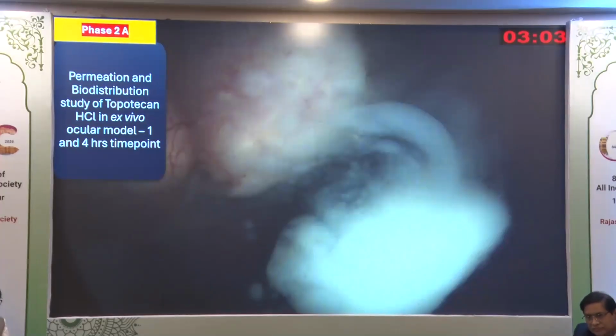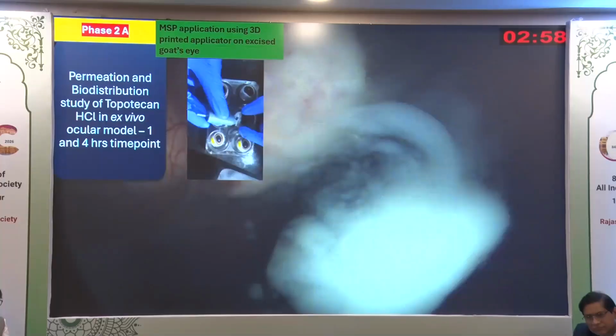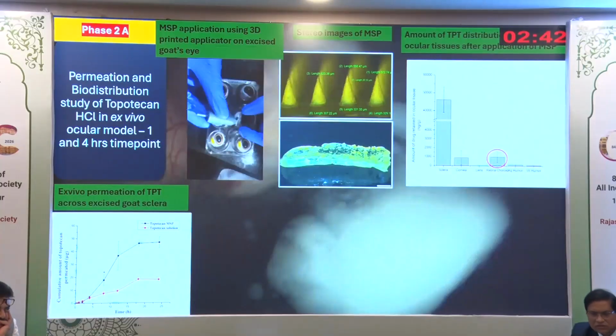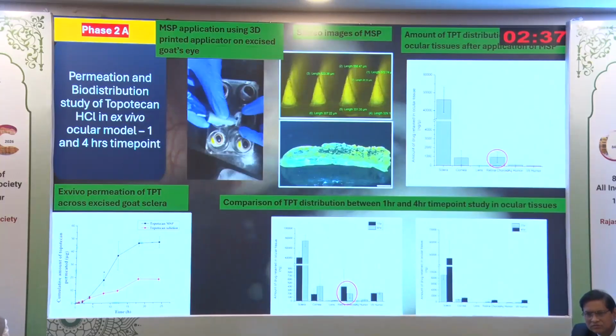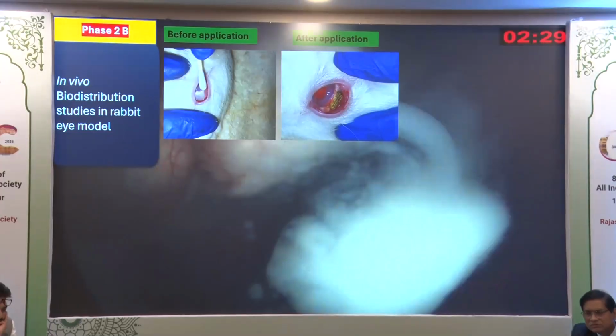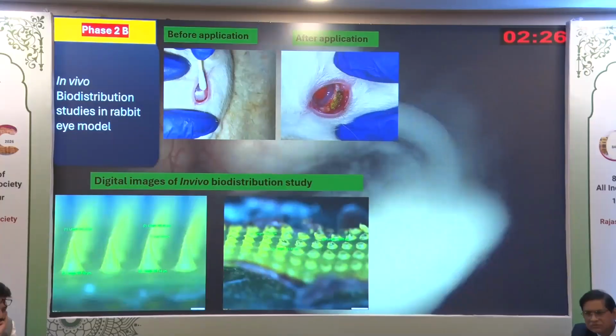In phase 2, we went with the permeation and biodistribution study ex vivo, where you could see the applicator is put over the goat sclera, and after 2 minutes 95% of the microneedles completely dissolved. When we look at the amount of topotecan distribution in the ocular tissues, it was highest in the sclera, followed by the retina and the choroid. That's where the major tumor arises. And when we compare this in the excised goat sclera between topotecan solution and the patch, the amount of drug distribution with the patch was much higher as compared to topotecan solution. In the second part, we went with an in vivo biodistribution study in a rabbit eye model, where you could see this pre and post application of the patch, and this is close to around 2 minutes after removing the patch.